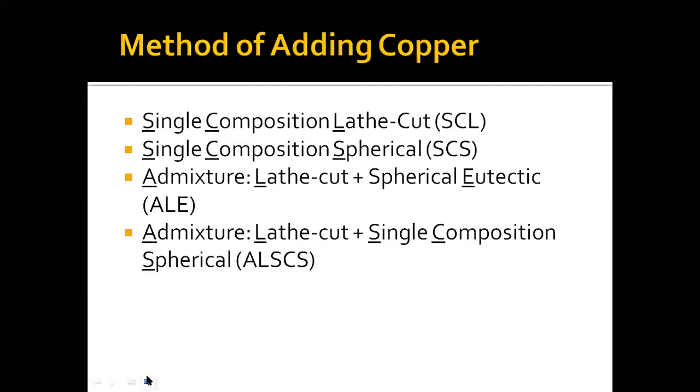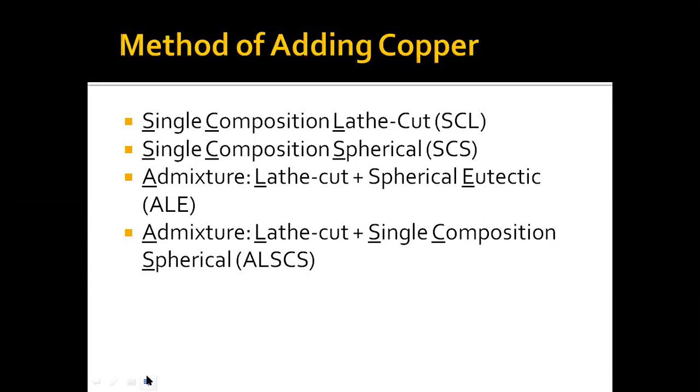Now, methods of adding copper: you have single composition lathe cut, where you only have lathe cut, then you have single composition spherical, where you only have spherical alloys. Then admixed: in admixed you have lathe cut and spherical, both. And then admixed again, you have lathe cut plus single composition, eutectic alloys and single composition also. That's what is admixed.